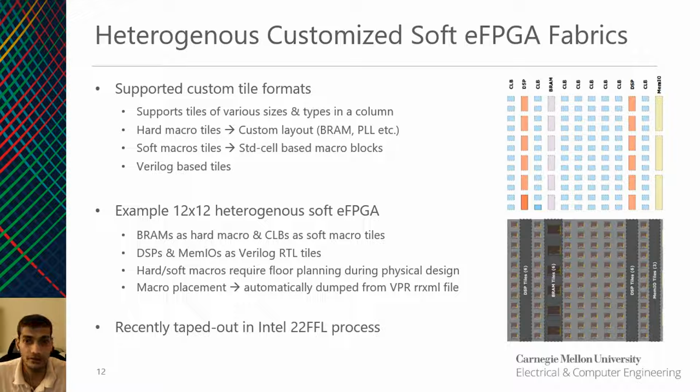To demonstrate this capability, we implemented a 12x12 heterogeneous soft eFPGA fabric with BRAMs as hard macros, CLBs as soft macros, and DSP as Verilog. You can see the VPR architecture on the right along with the corresponding physical layout. We recently taped out this heterogeneous eFPGA using the Intel 22nm process.